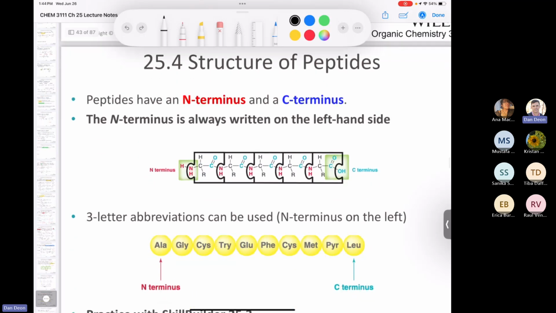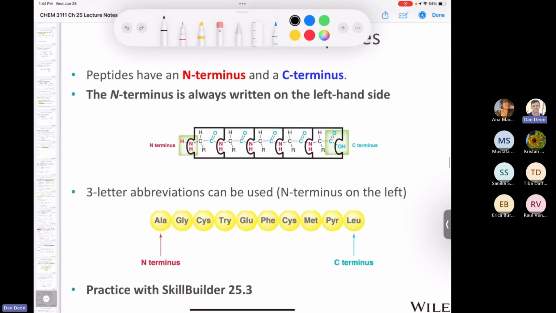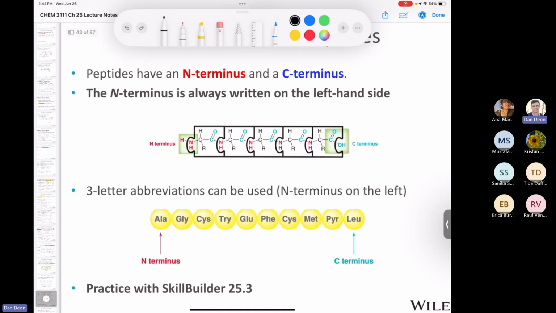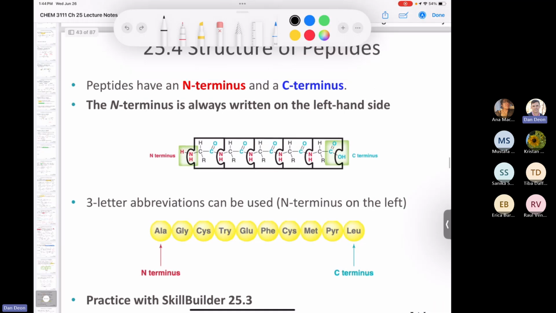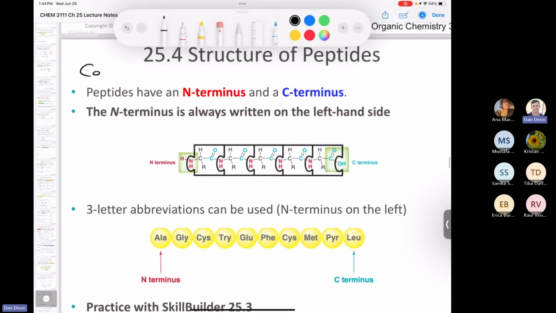And you might have noticed that both of those dipeptides on the previous slide were written in the same order. I had a nitrogen on the far left of the molecule, and a carboxyl group on the far right. And that is a convention, which means everybody does it this way. When we write peptides, we put what's called the N-terminus, or the amino group, on the left-hand side of our peptide, and the C-terminus, where we find our carboxyl group, we put on the right-hand side.